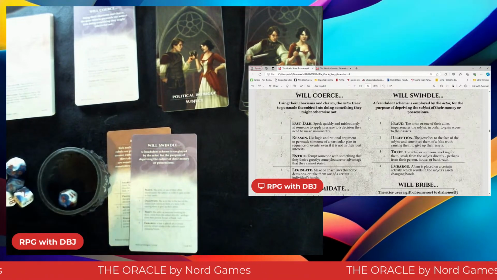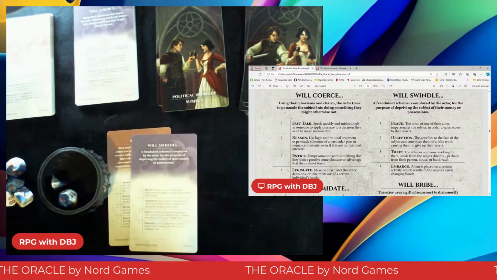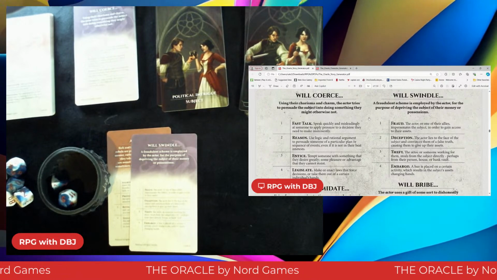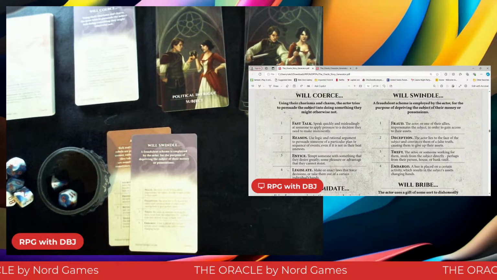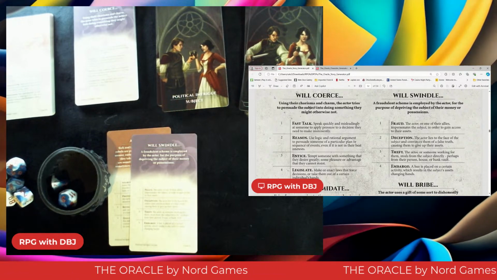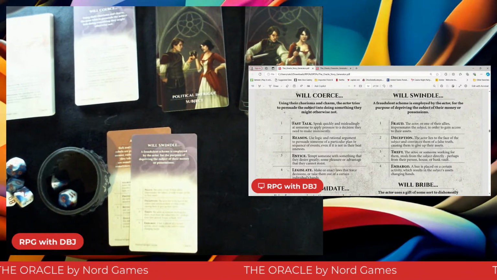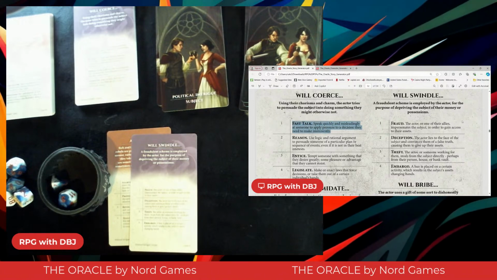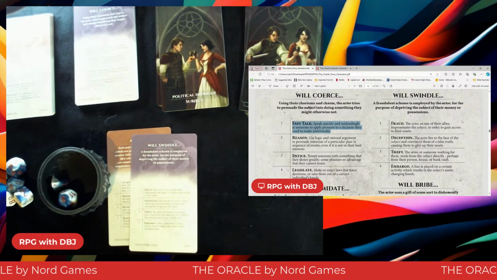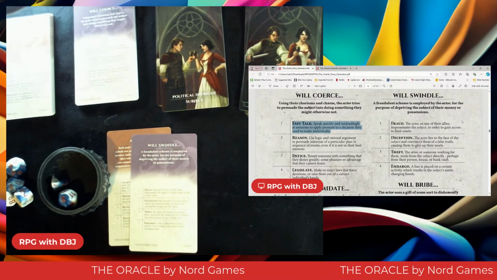So roll ourselves our caltrop. Rolled a 1. Fast talk. Using their charisma and charm, the actor tries to persuade the subject into doing something they might otherwise not, and they're going to use fast talk. Speak quickly and misleadingly at someone to apply pressure to a decision they need to make imminently.